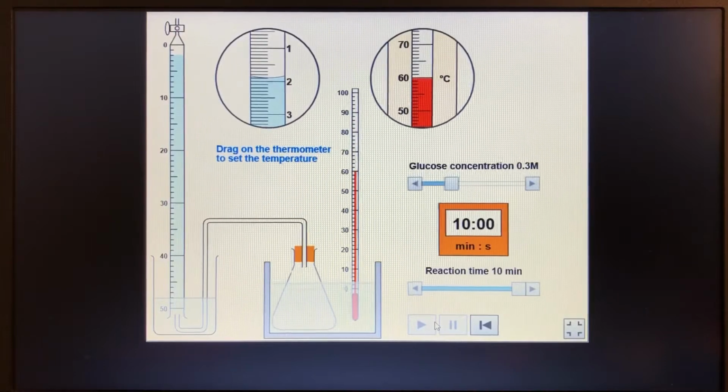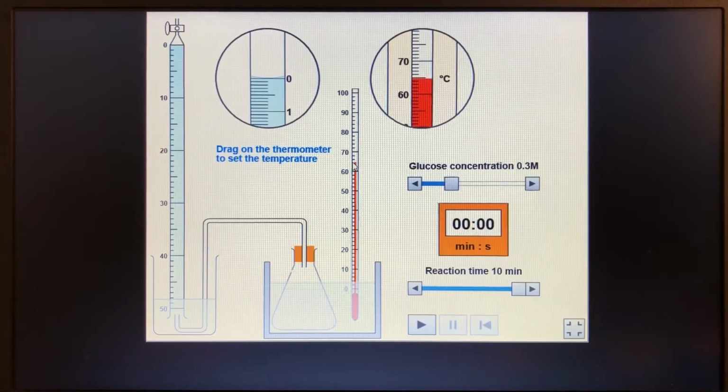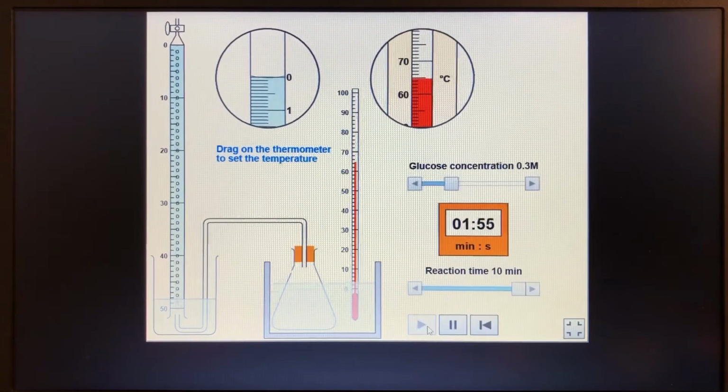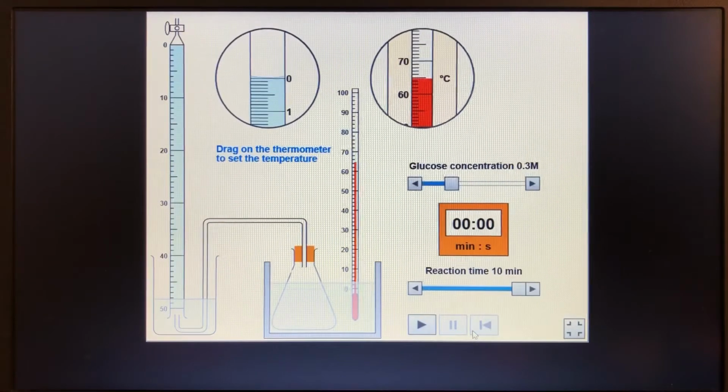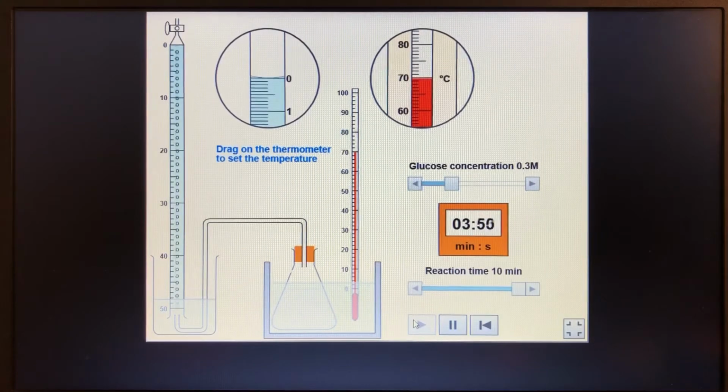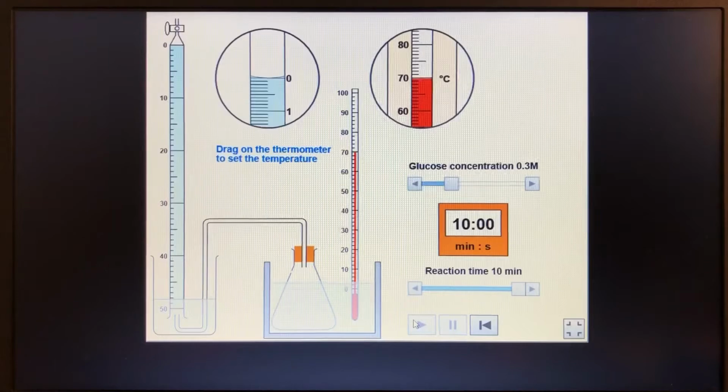I think I might just go until we get to 0. So 65 and only 0.2, and then 70. Pretty sure it's all denatured by this point. Yes, 70 is no gas produced. Okay, let's go put those into the results table.